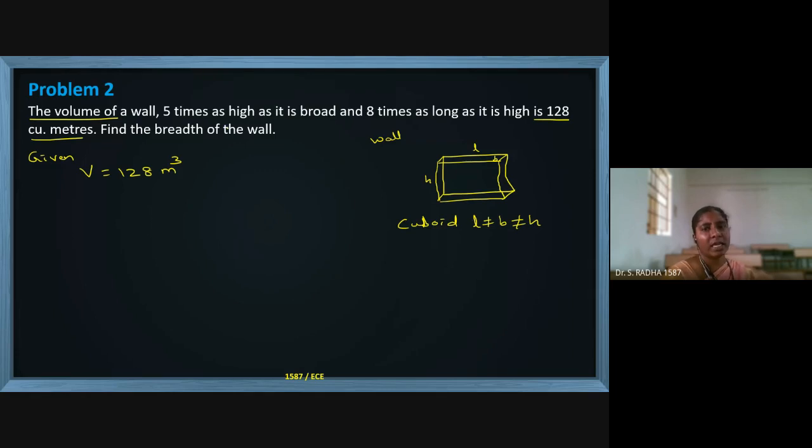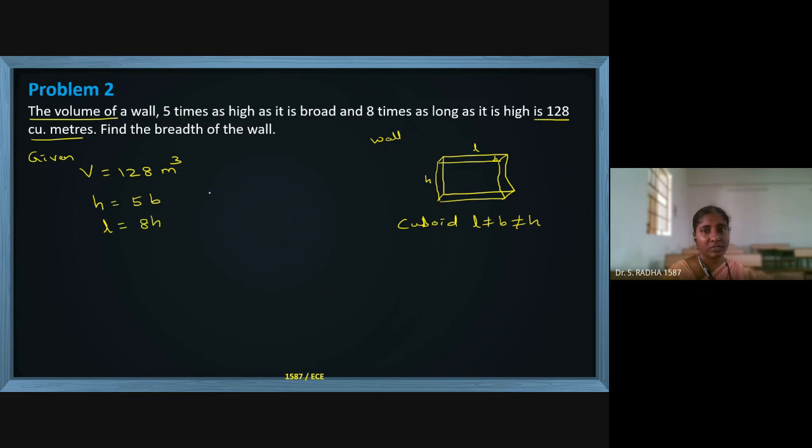Now what they are telling about this cuboid or the wall: you read the sentence after the comma. 5 times as high as it is broad. Okay, height is 5 times the breadth. And after that, 8 times as long as it is high. Okay, length is 8 times the height.